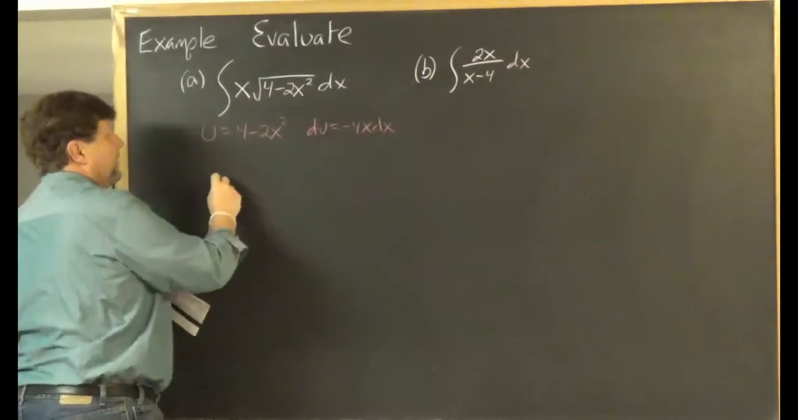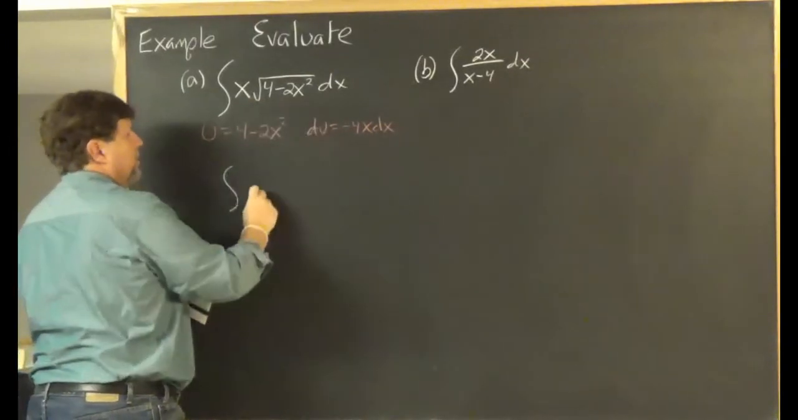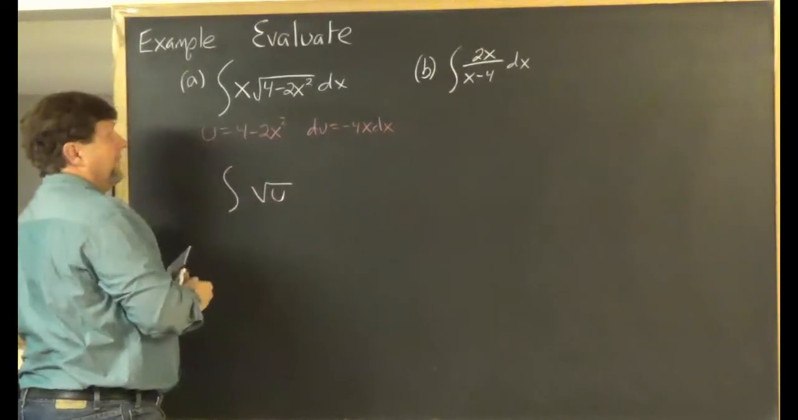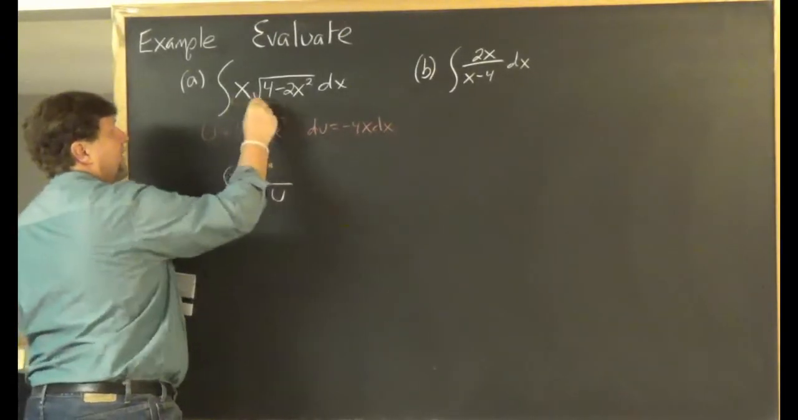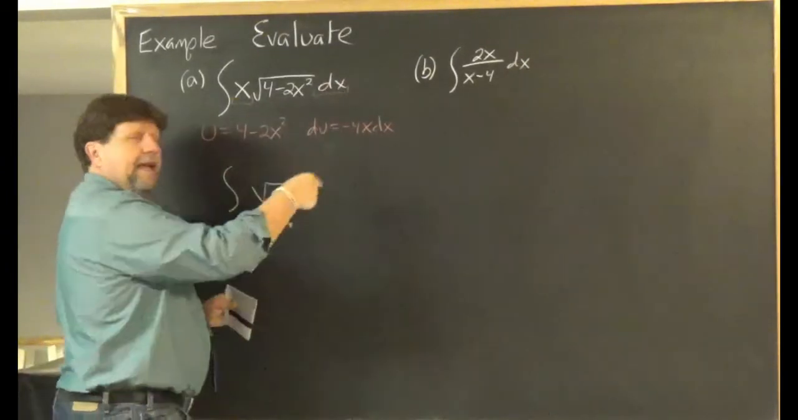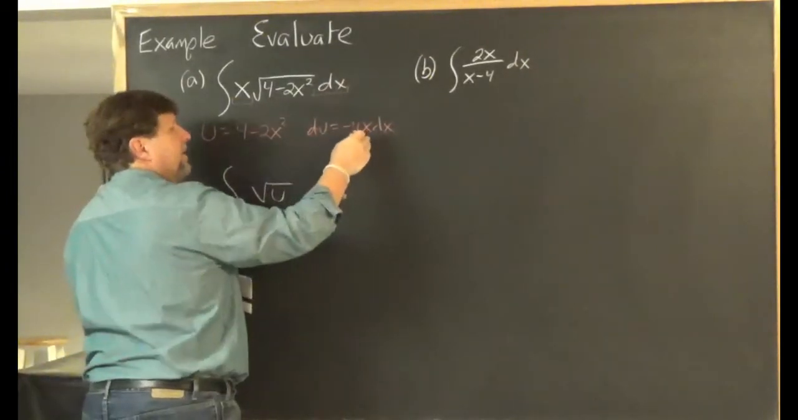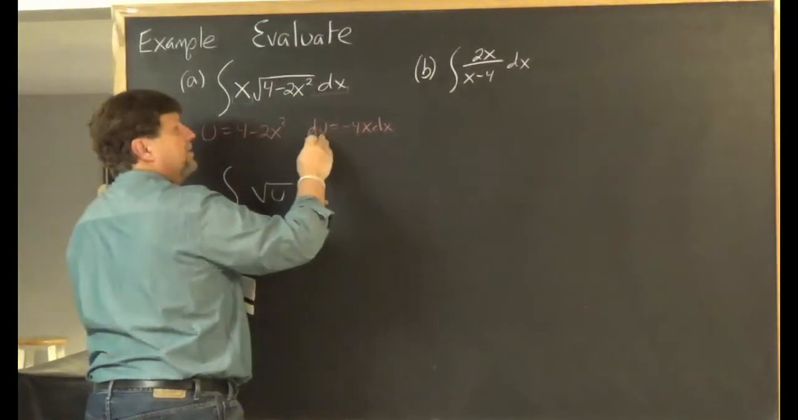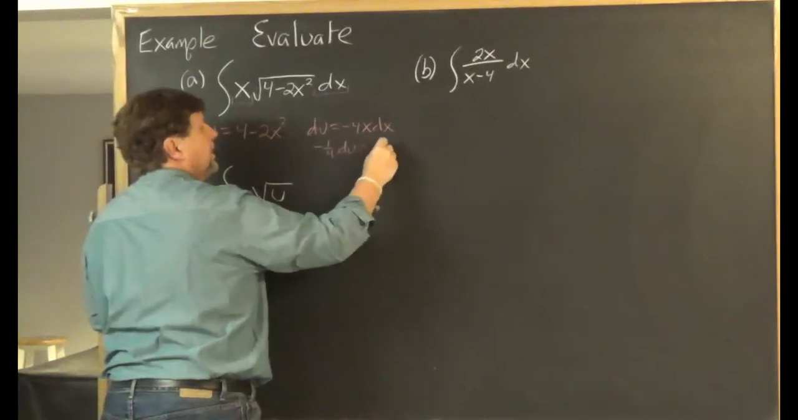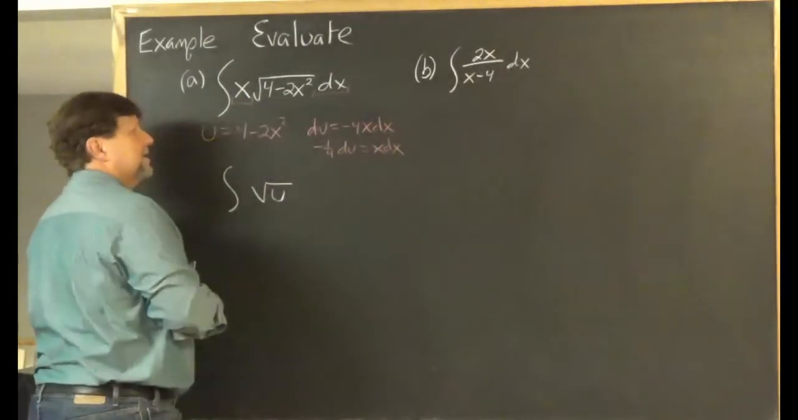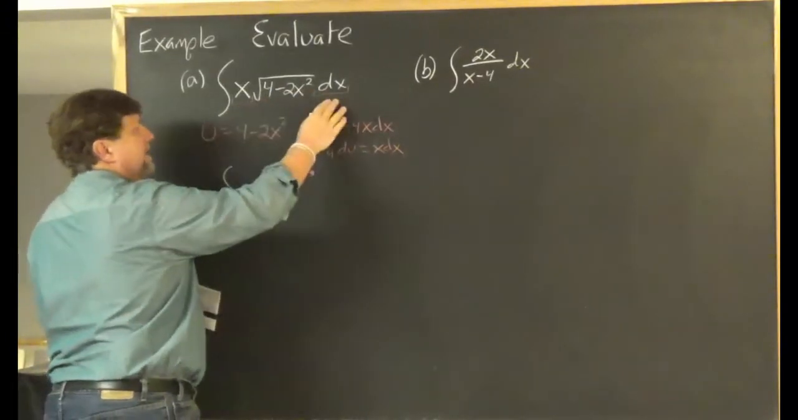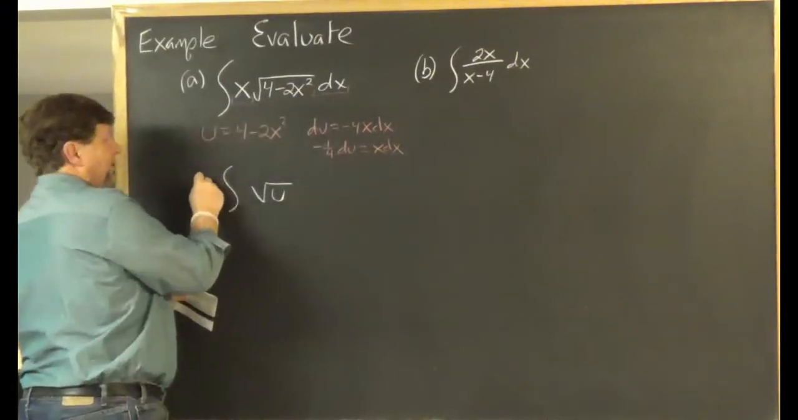And when I substitute in, okay, so there's my u, so I'd have square root u. I still need to take care of the x dx. Well, if du is negative 4x dx, I could divide both sides of the equation by negative 4 to get negative 1/4 du is x dx. So I can substitute negative 1/4 du in for x dx. I would rip the negative 1/4 out front.